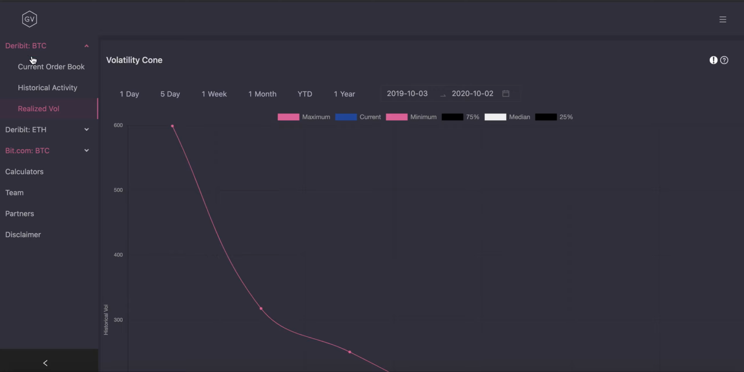I'm going to explain the realized volatility tab. So the first chart we have here is the volatility cone. Basically what you do here is pick out a date range. Right now we're looking at the past 1 year of data.